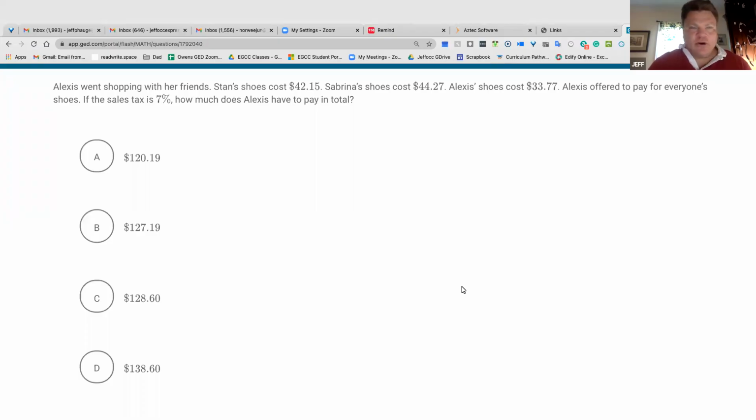Okay, this is another question that falls under basic math. We see a story here that has a percent sign in it, and it doesn't say the word interest. It has money involved, a bunch of people buying shoes, and Alexis is going to buy everybody's shoes because that's what a friend did.